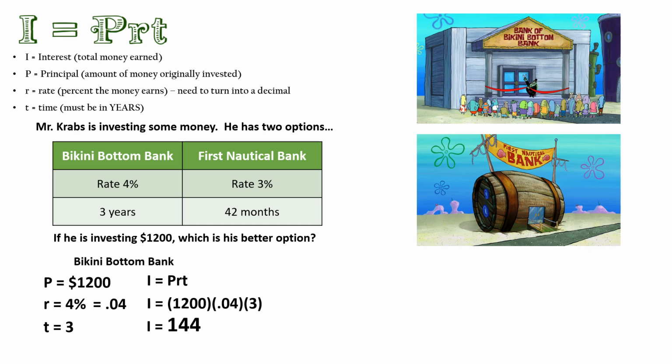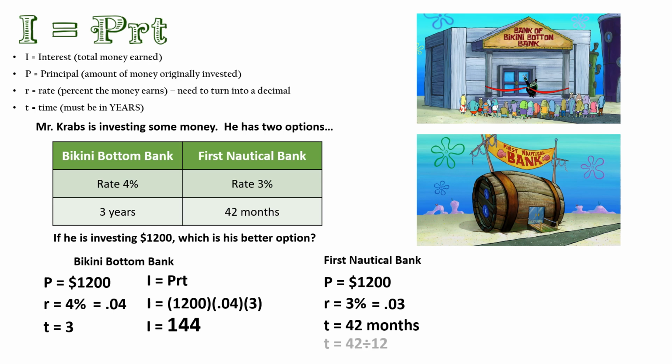Let's now figure out if the First Nautical Bank is going to earn him more money or less money than Bikini Bottom Bank. So at the First Nautical Bank, his principal is the same because he's going to invest that same $1,200. The rate, though, is now 3%, which would turn to 0.03, and the time is 42 months. The problem there is that's not in years. So in order to turn that T into a number that we can use, we need to divide 42 by 12 to turn it into years, which is going to be 3.5 years.